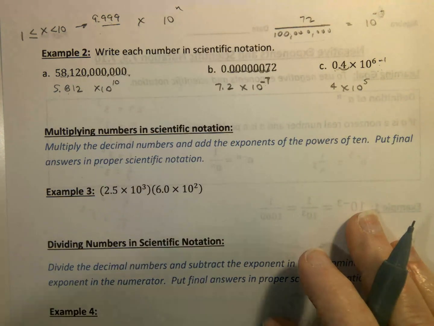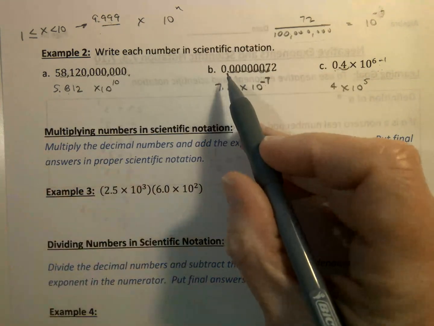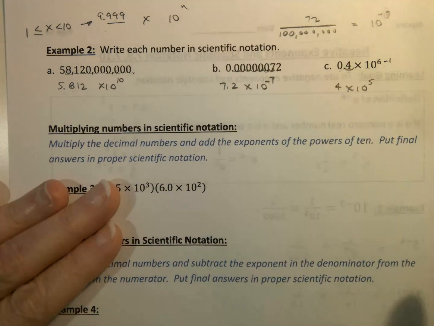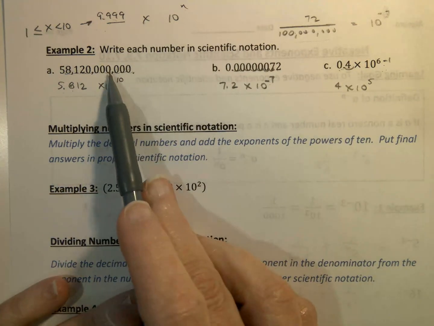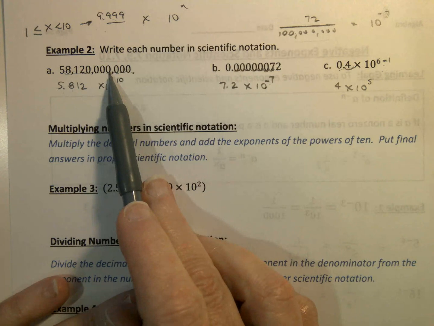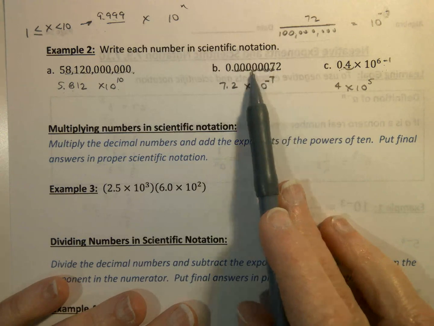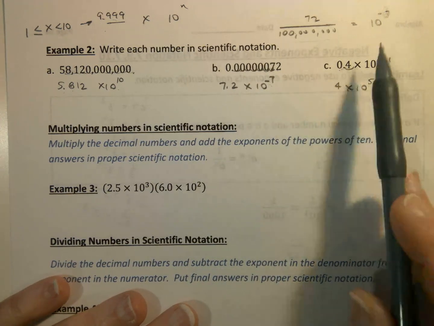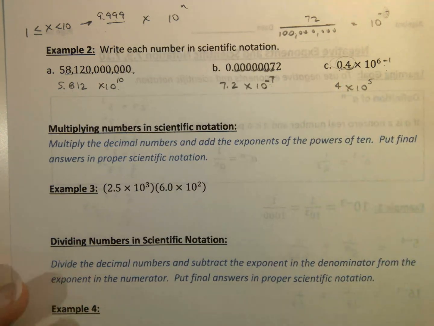If my original number was greater than 9, I would add 1. So if my original number is bigger than 9 or bigger than 1, I add, as positive. If it's less than 1, I subtract, as negative. So when I'm changing this, again, I look at this, I say, well, it started out less than 1, so I would subtract 1.